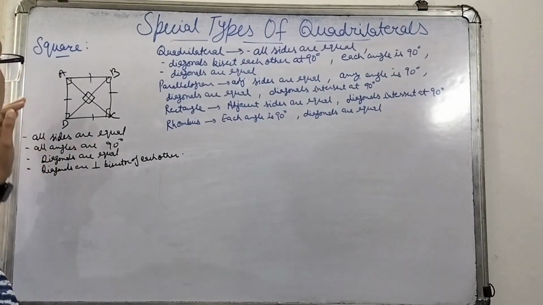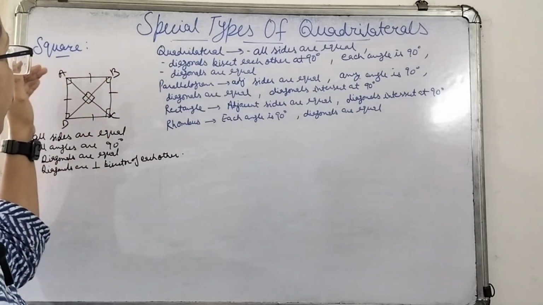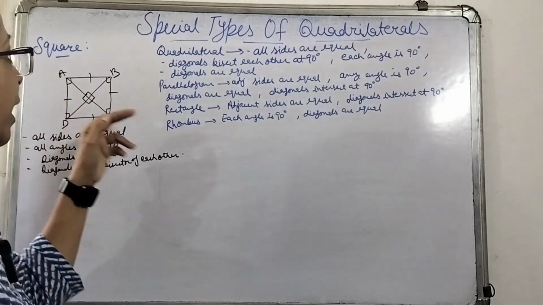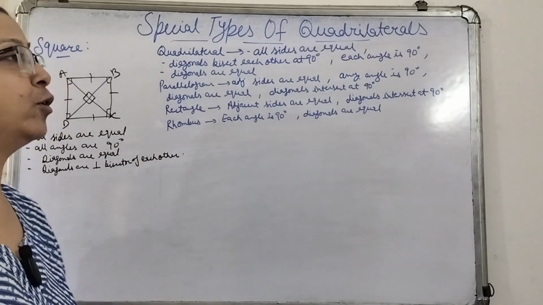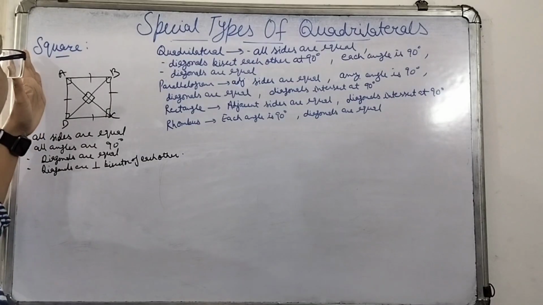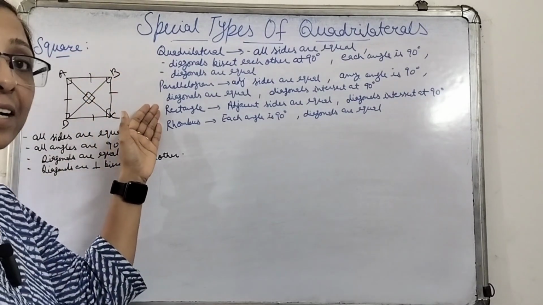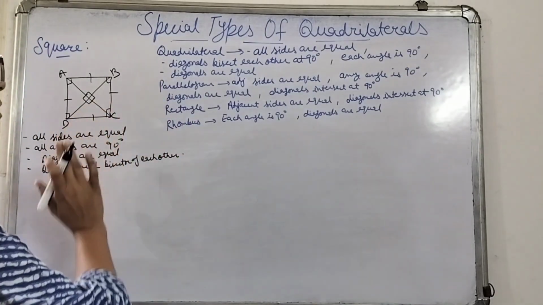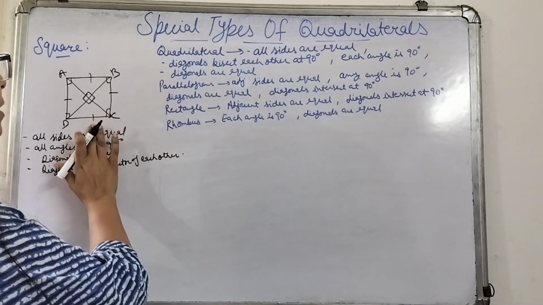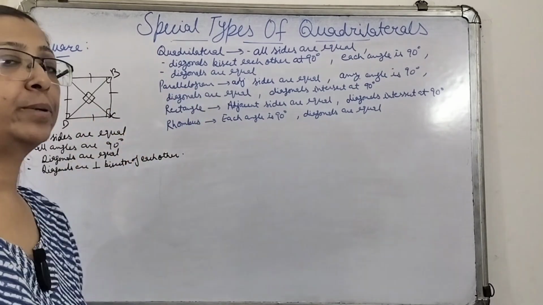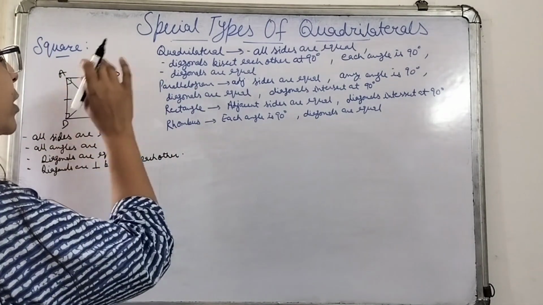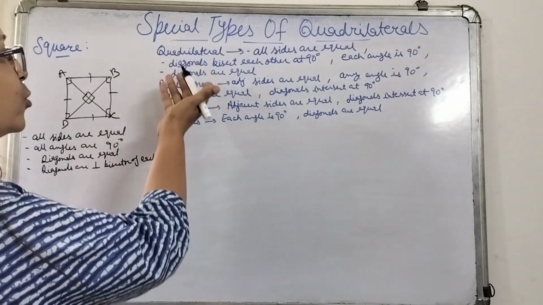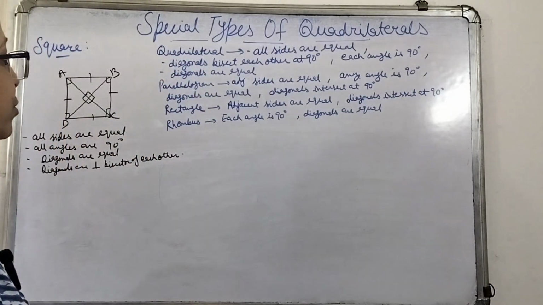So we can see that all the properties of a parallelogram are followed by a square. All the properties of a rectangle are also followed by a square, and all the properties of a rhombus are followed by a square. So a square is a parallelogram, it is a rectangle, it is a rhombus. But all rhombuses will not be squares, all rectangles will not be squares, all parallelograms will not be squares, but all squares will be parallelograms, rectangles, and rhombuses, and it is a quadrilateral obviously because it has four sides.